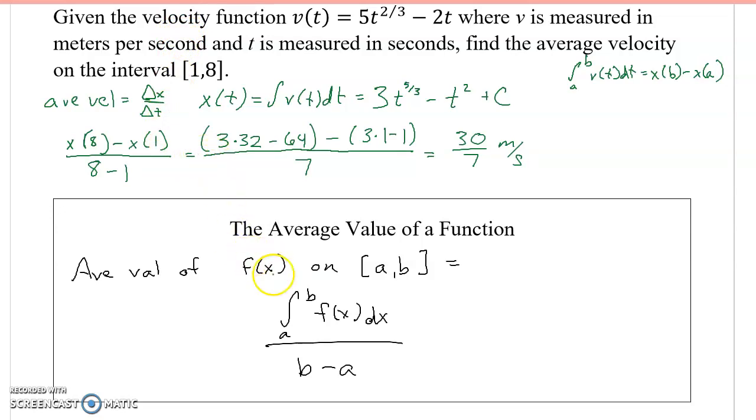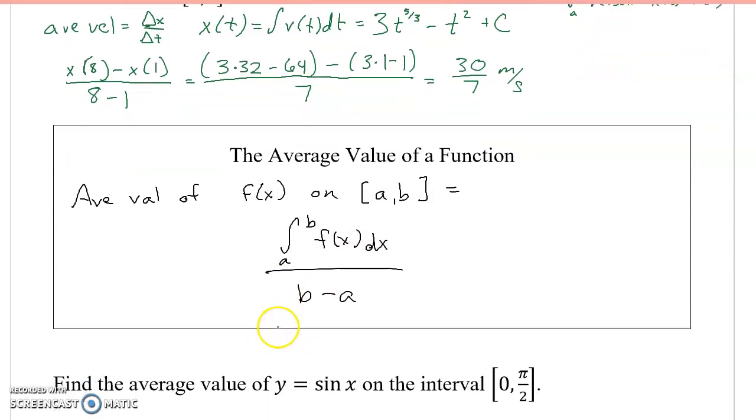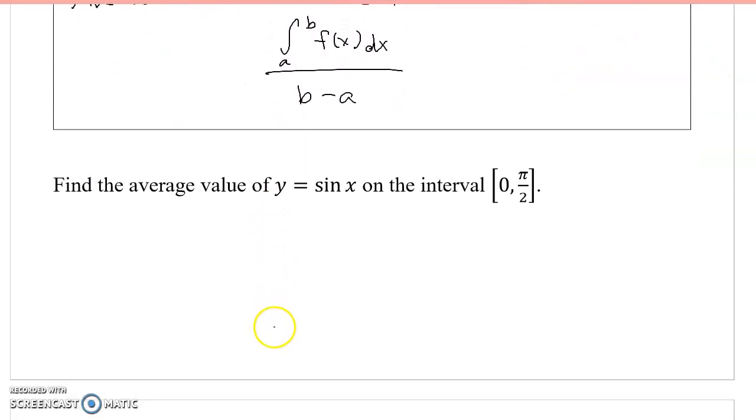So again, f of x doesn't have to be a velocity function. I can say find the average of any function, and it's going to work out to be the same process. So here's a nice one. Find the average value of the sine of x on the interval 0 to pi over 2. I encourage you to pause the video and do it on your own, and then check your work. I'm going to go through this kind of quickly, though.